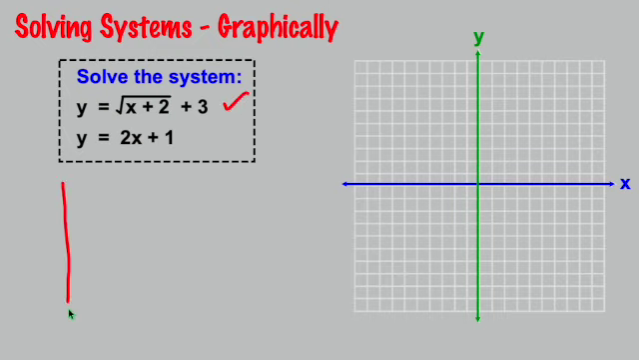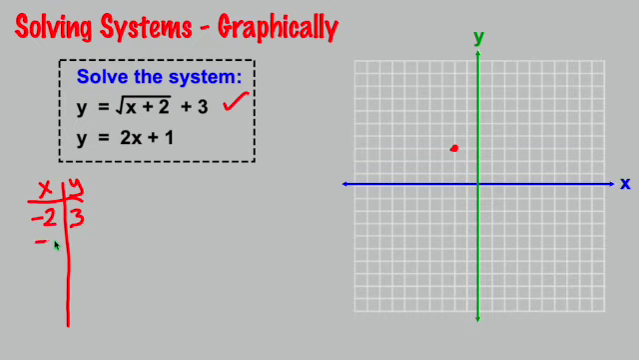I'm going to go ahead and make a t-table down here. And I think the first thing you ought to be doing with square roots is finding the locator point or the beginning of the square root. And how we do that is we look at what makes this square root equal to 0. So x would need to be -2. And when that happens, -2 plus 2 is 0. The square root of 0 is 0 plus 3 is 3. So -2 comma 3 is going to be the beginning of that square root curve.